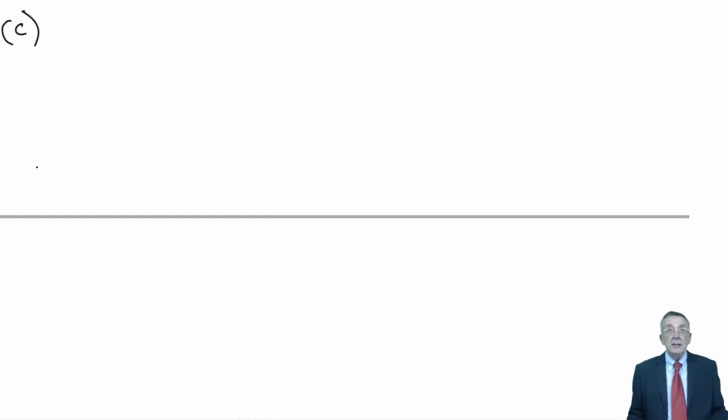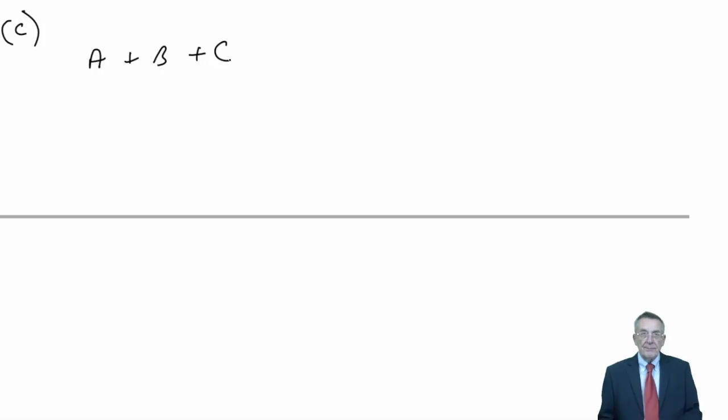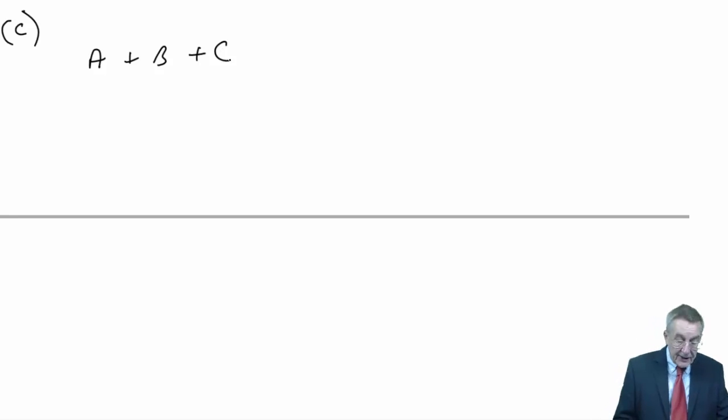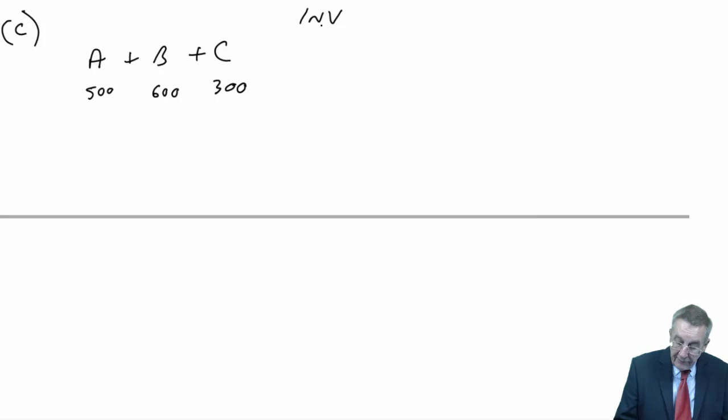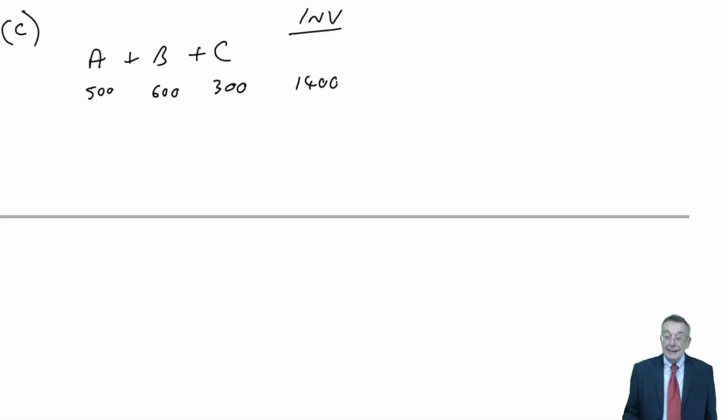Well, here there is no quick way. It doesn't take long, but the only way we can do it is consider the alternatives. For instance, we can do A and B and C, because that would need investment of 500, 600, 300. The total investment would be 1,400. But we'd only have 200 left, so we couldn't then do D.